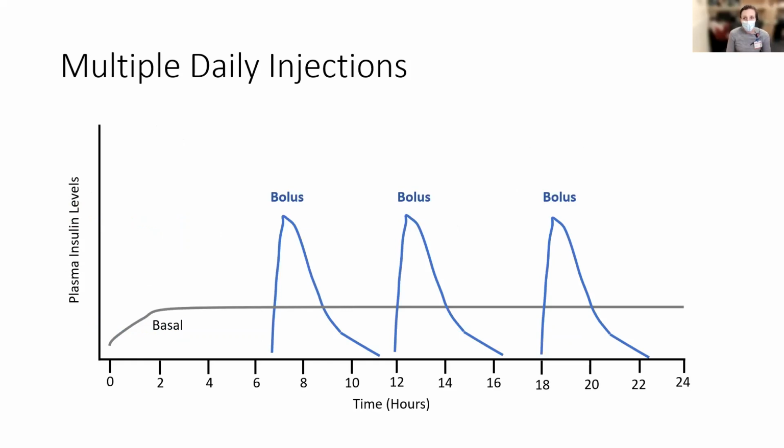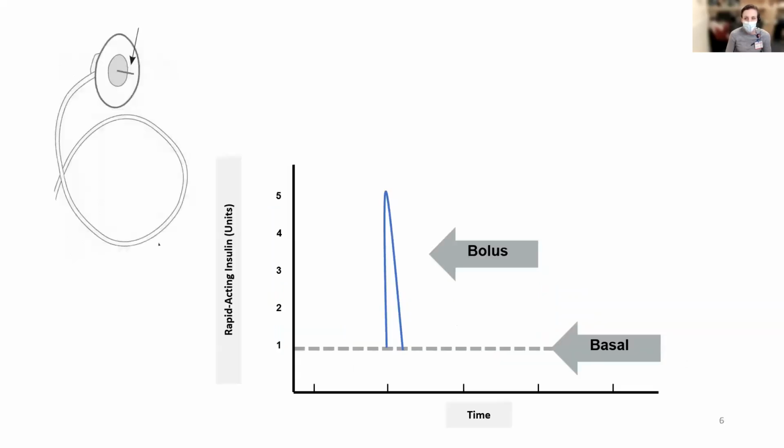This picture shows a graphic of how multiple daily injection plans work. You can see the basal insulin, that gray line, is given one time daily and then slowly and steadily absorbs all day. And then each bolus dose, or those blue peaks, are given, and they work for several hours to help bring the blood sugar back to normal after eating.